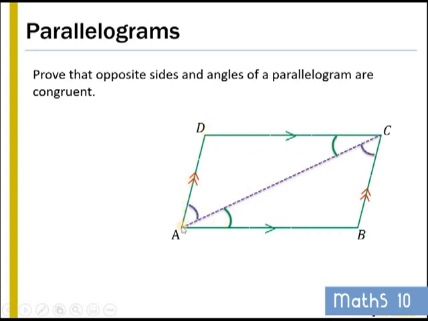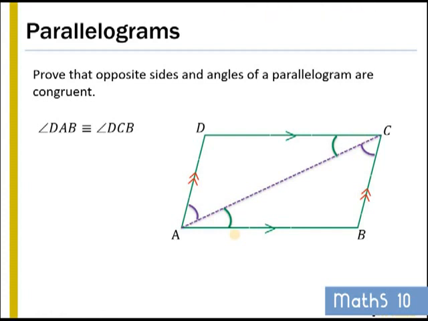Also, if we use this parallel line, we get a Z shape here, and we get 2 alternate angles, DAC and ACB. Alternate angles are equal, so the green angles are equal to each other, and the purple angles are equal to each other. So the whole of angle DAB is equal to the whole of angle DCB.